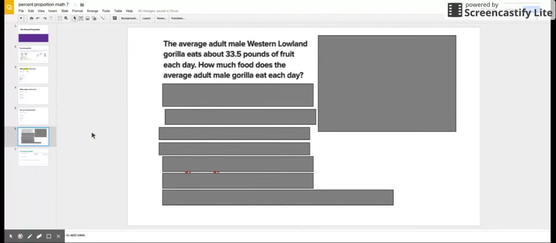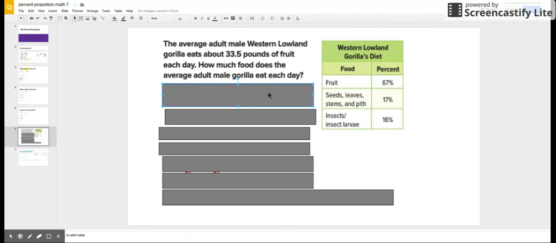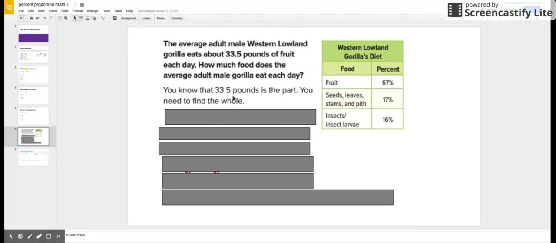Okay, here's our final example, I should say. The average adult male Western lowland gorilla eats about 33.5 pounds of fruit each day. How much food does the average adult male gorilla eat each day? So let's look over here on the side. So we know that 33.5 pounds of fruit is the part, right? Because that's only some of what he eats. But you need to find the whole.